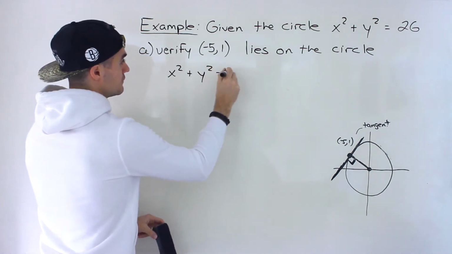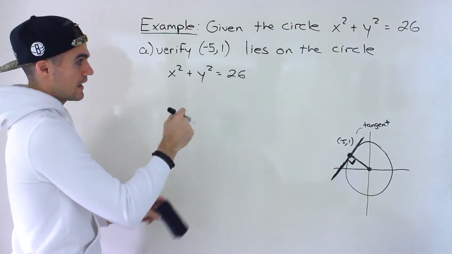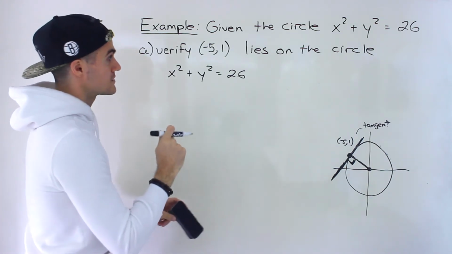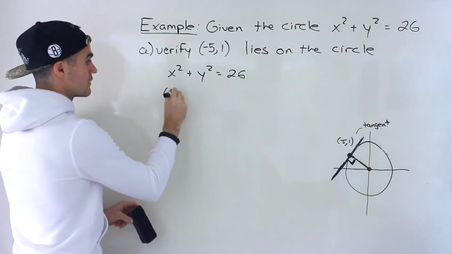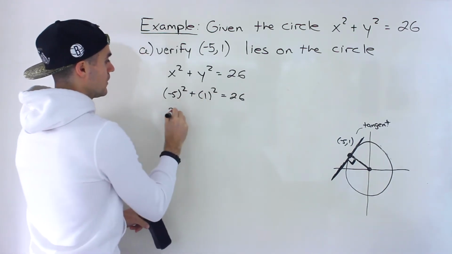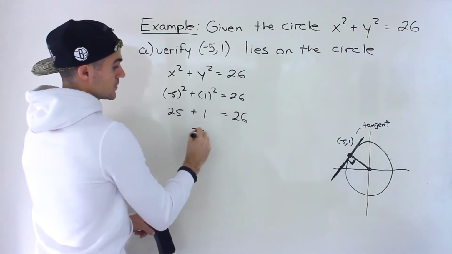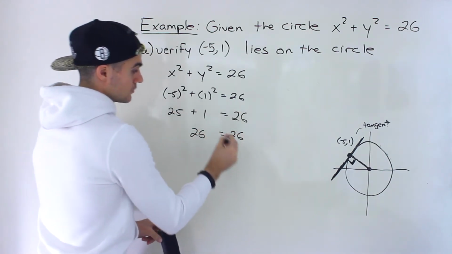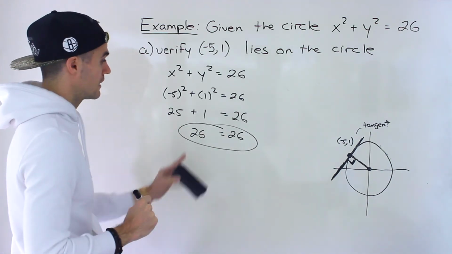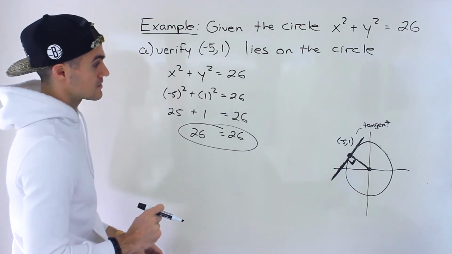Well, as we've done in previous videos, what you do is you plug in the point for x and y, and then you just make sure left side is equal to right side. If it does, we confirm that it's on the circle. So if we plug in negative 5 for x and 1 for y, we'd end up with 25 plus 1, which would give us 26. So 26 is equal to 26. All right, so that's part A. We verified left side is equal to right side, so this point lies on that circle.